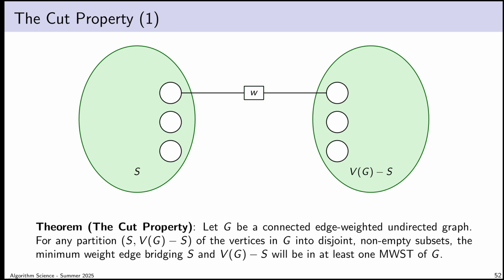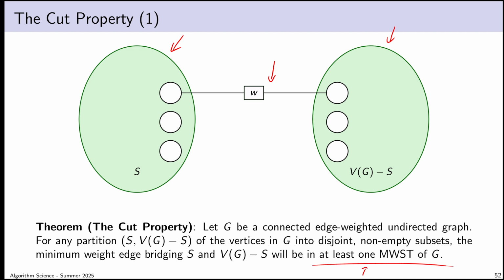So the cut property considers, suppose I have some connected edge-weighted undirected graph, and then consider that I have some set of vertices S, and the set is non-empty. And so that partitions the graph into the things in S and the things not in S, so V of G minus S. The theorem, the cut property, is that if I divide the graph any way I want, so it actually turns out there's no requirement that the vertices in S be connected to each other or anything, just that I have a collection of vertices on the left and a collection on the right. If I divide the graph however I want, the minimum weight edge that bridges between those two pieces will be in at least one minimum weight spanning tree of the graph. At least one.